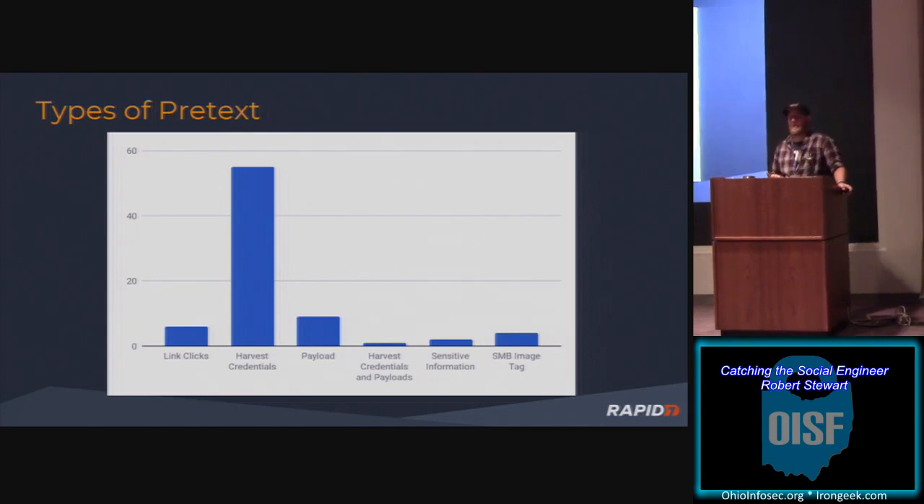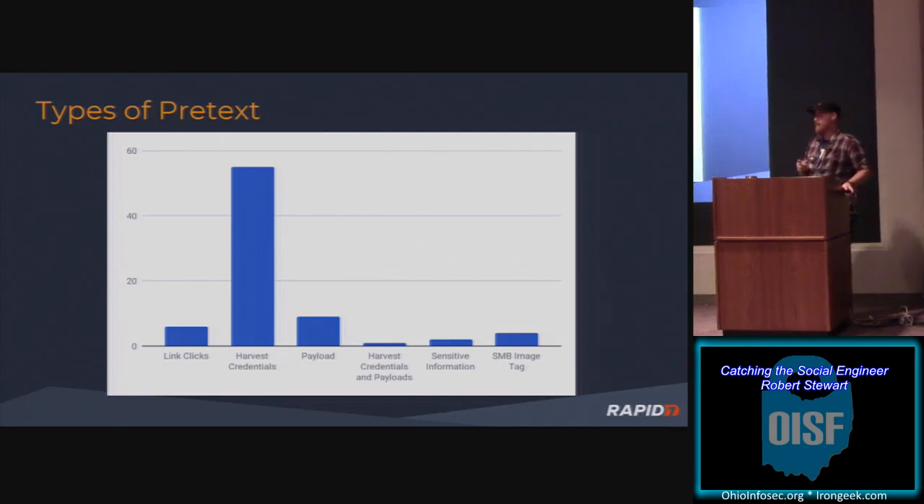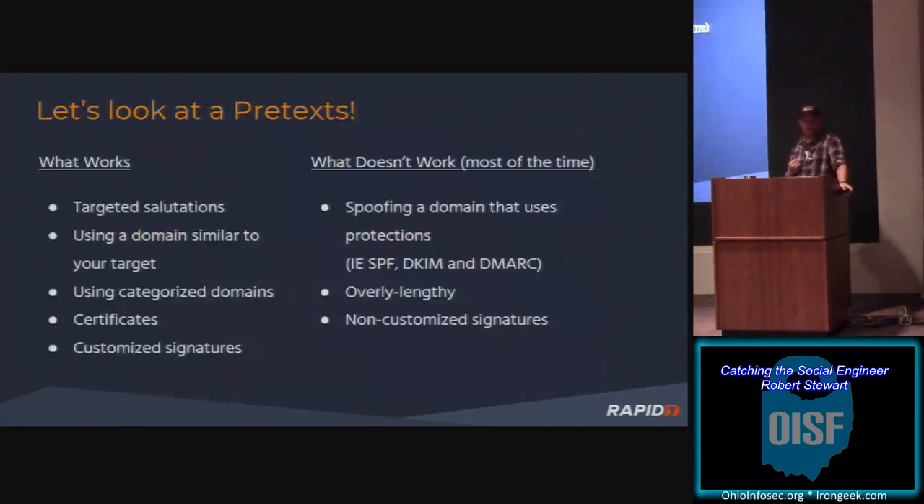And then the last thing I wanted to know out of all of these pretexts was, are people using SMB image tags? And if you don't know what those are, I'll touch on them a little bit later because it's an important thing to be aware of and looking out for when you're scraping your incoming email, making sure that they're not doing this kind of thing. Because it's the kind of thing that I do, for good reason.